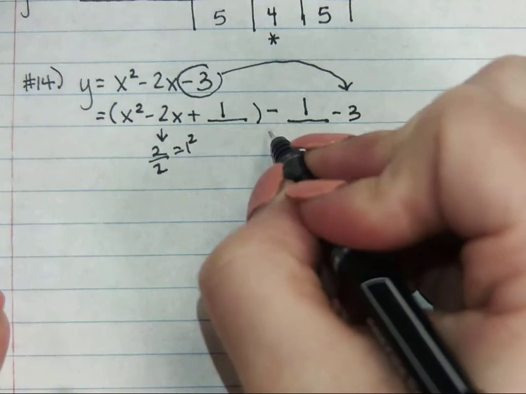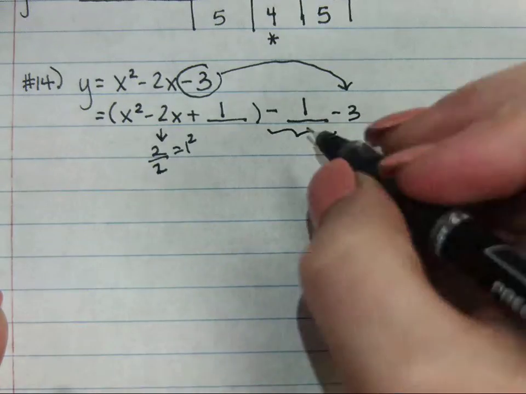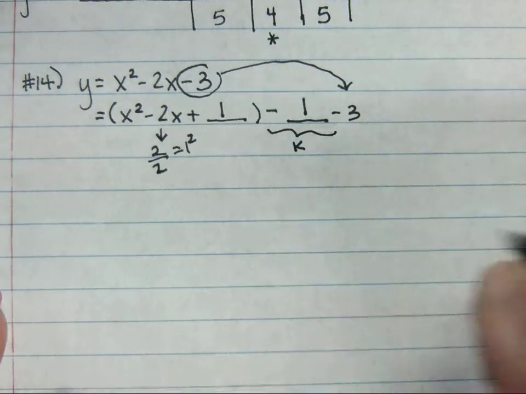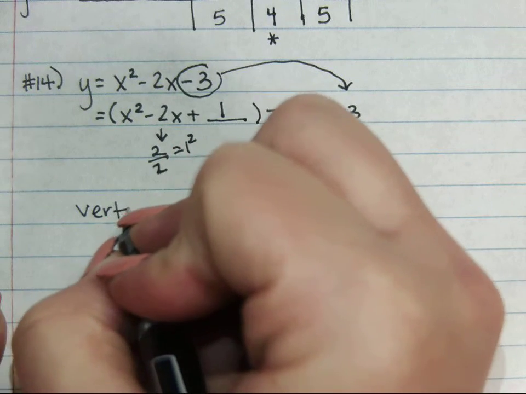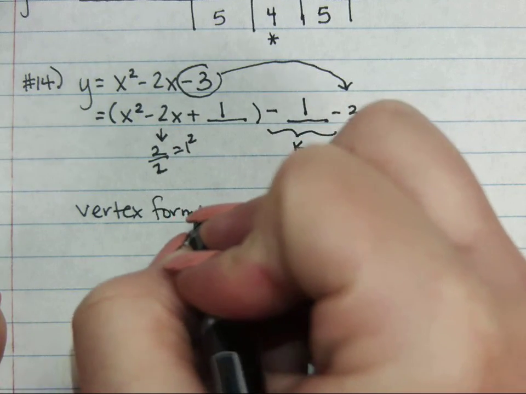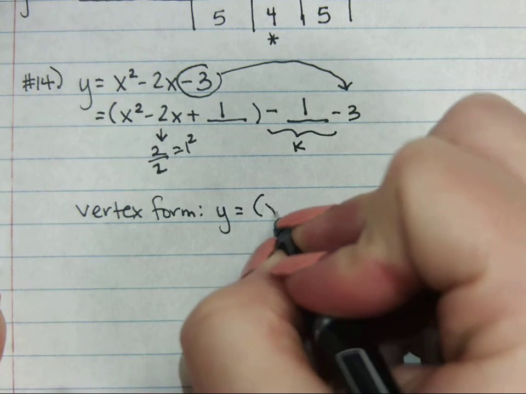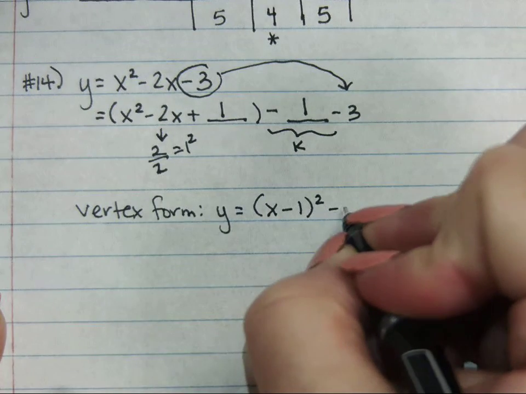Right. So again, that part that I used for my balance and my constant will create a k value. And so right now I've got my vertex form of my equation is going to be y equals x minus 1 squared minus 4.